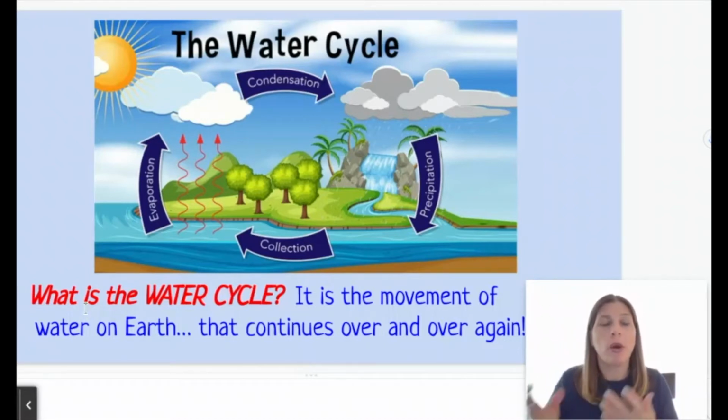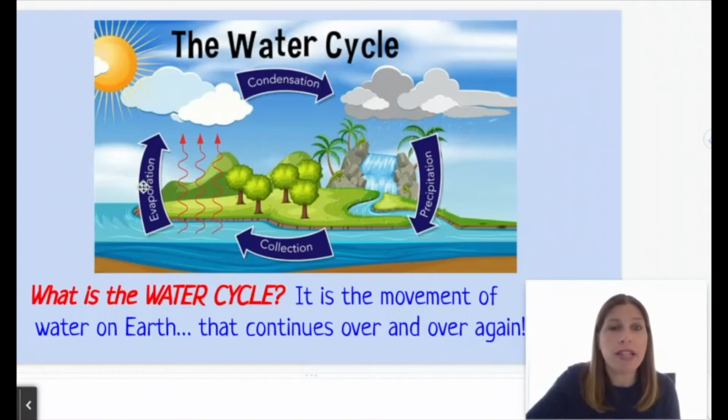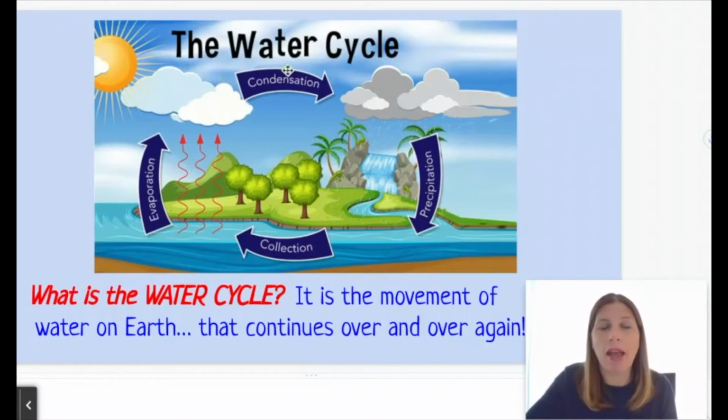Here's our first question. What is the water cycle? Simply, it's the movement of water on Earth that continues over and over again. All these things are actually happening at once. The water just doesn't evaporate and then go to condensation. These are all happening at the same time, over and over again.